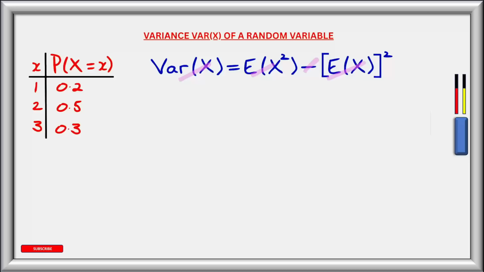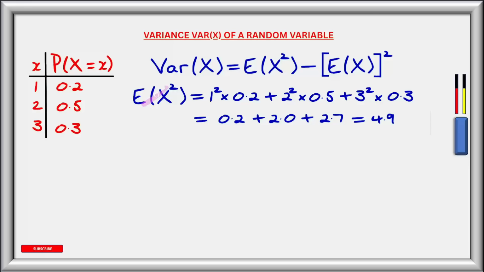So to use this, we need two specific ingredients: the expected value of X squared and the square of the expected value of X. So let's go ahead and calculate these. So the expected value of X squared is equal to the sum of the outcomes squared multiplied by their individual probabilities. So looking at our probability distribution table, we have 1 squared multiplied by 0.2 plus 2 squared multiplied by 0.5 plus 3 squared multiplied by 0.3. And this gives 0.2 plus 2 plus 2.7, which equals 4.9.